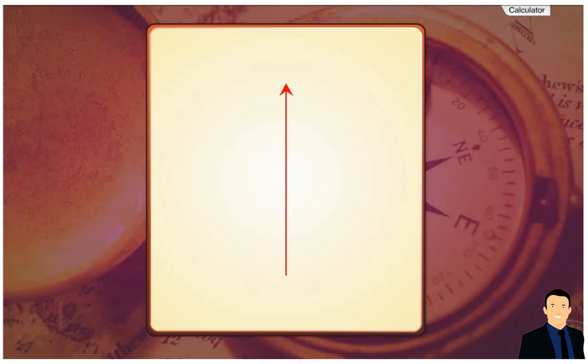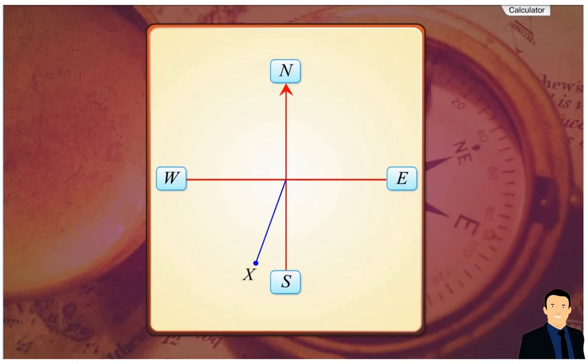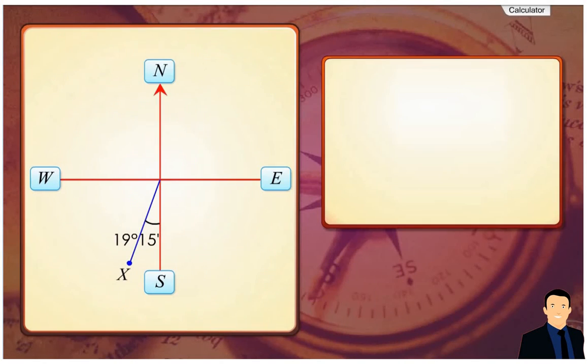Let's look at our last example. Can you state the bearing of point X? The angle from the south to the line joining the point X to the center of the compass is 19 degrees and 15 minutes. Before we determine the bearing, we must convert the minutes to degrees first. So, divide 15 by 60 and we get 0.25.